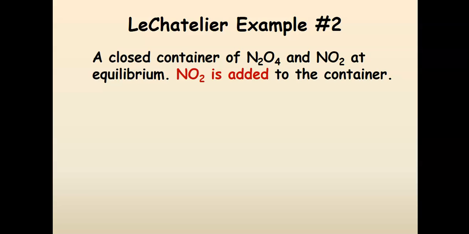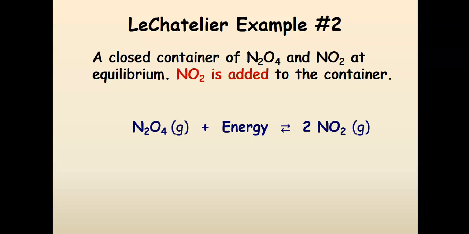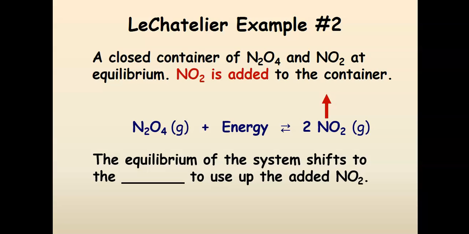A closed container of N2O4 and NO2 at equilibrium. This is the equation. NO2 is added. That means the amount of NO2 goes up. Before then, the equilibrium was maintained: N2O4 plus energy to give you 2NO2. But you now added more NO2. The equilibrium of the system shifts to what side? To use up the added NO2. To the left. Thank you.